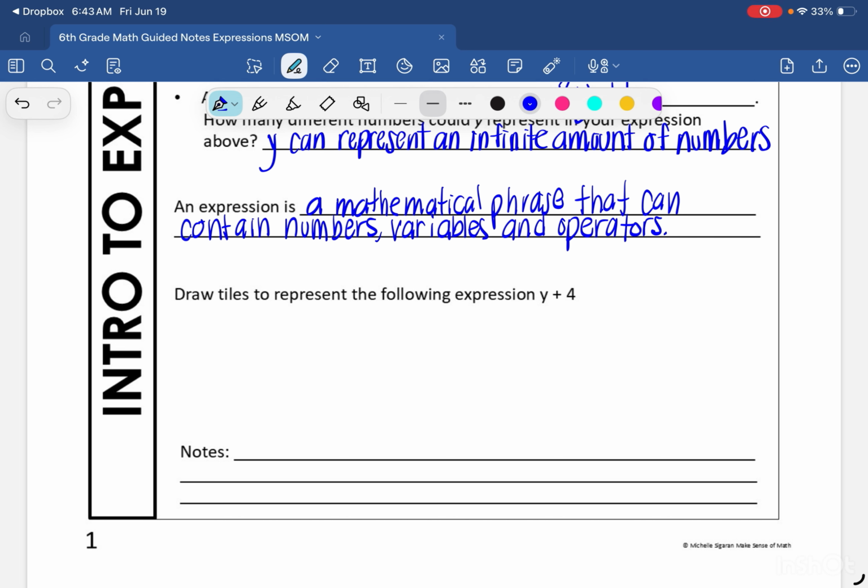Draw the tiles to represent Y plus 4. So we have a Y, so let's draw our Y tile. Then we have 4. So we have 1, 2, 3, and 4.